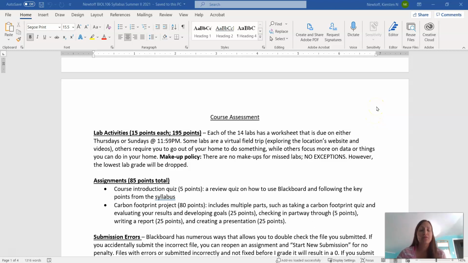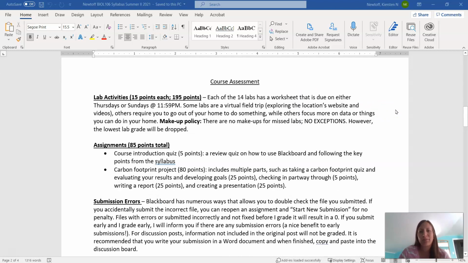Now, these labs are a variety of different things. Some of them are virtual field trips. Some of them are going out and doing something. And some of them are data-related things at home. There are no makeups if you miss a lab, but the lowest lab grade does get dropped. Whether you missed one or even if you did all of the labs, the lowest one gets dropped.